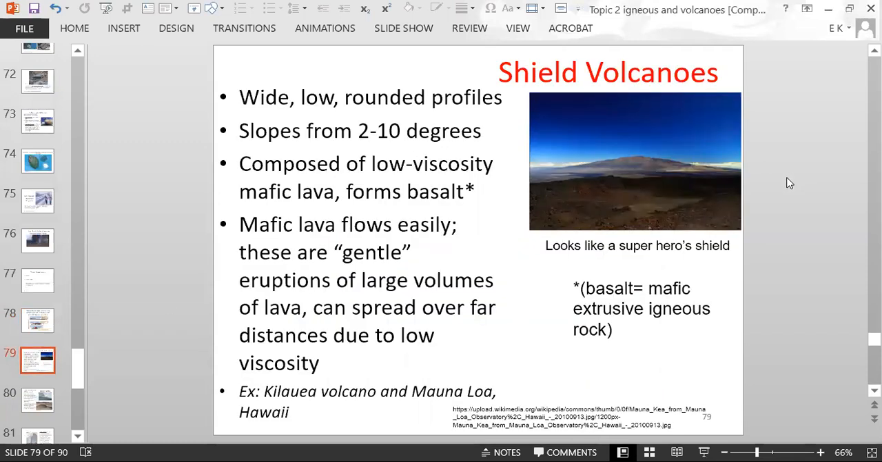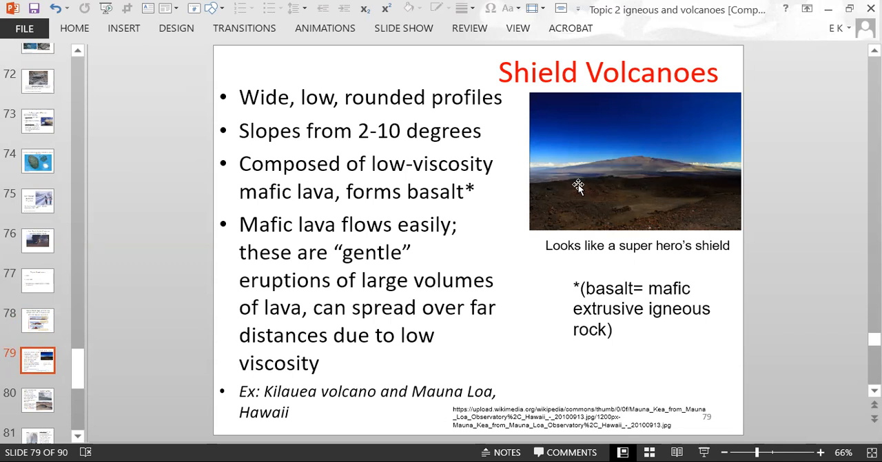Okay, so shield volcanoes are wide, low, rounded profiles. They look similar to a superhero's shield. Okay, that's kind of where the name comes from. It looks like a shield that's lying down on the ground. Shield volcanoes are made of basalt or mafic rock. And they form because the mafic lava flows easily and it flows far. So you're going to get a wide, gently sloping volcano.